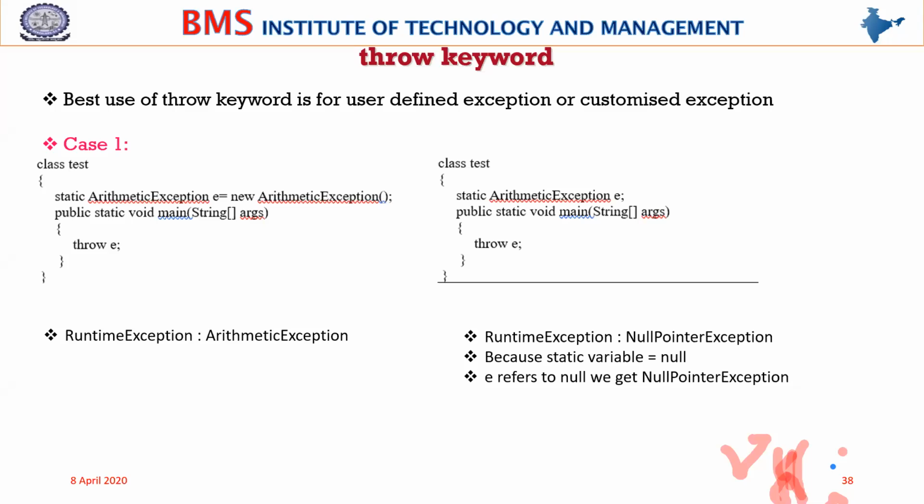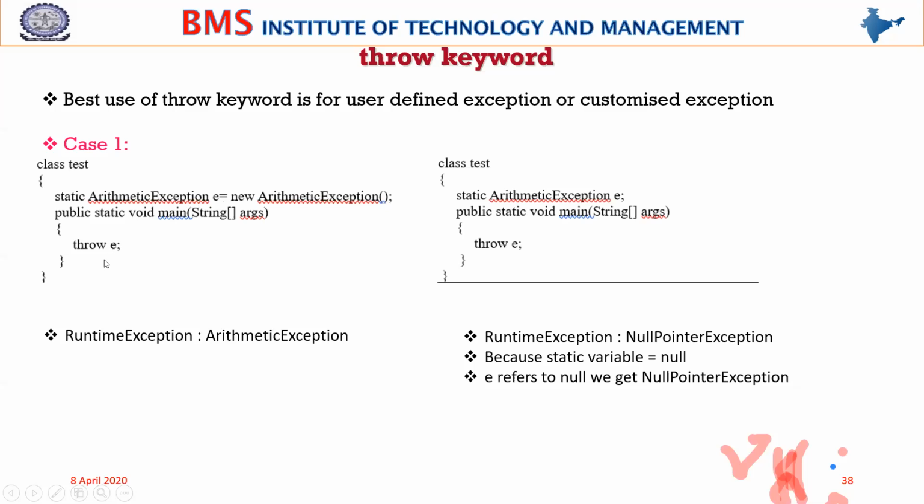Now let us understand some case studies to get a clear knowledge of how the throw keyword works. For example, case number 1. I have a class Test. Static ArithmeticException e: here I'm creating a reference for the ArithmeticException class, and with new ArithmeticException I'm creating an object. e is pointing to that particular ArithmeticException object. Now, public static void main, throw e. What is e? e is nothing but a reference variable pointing to this object.